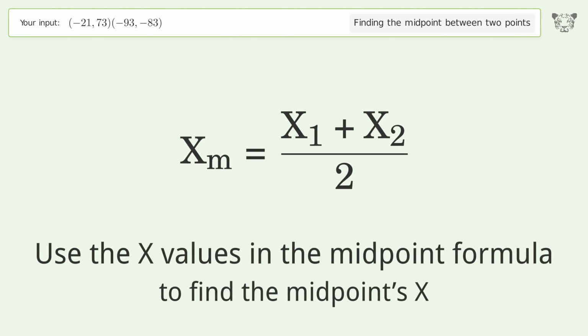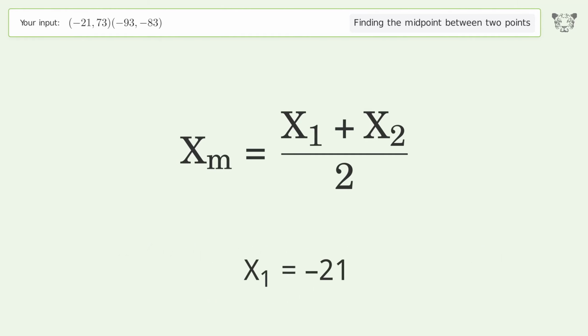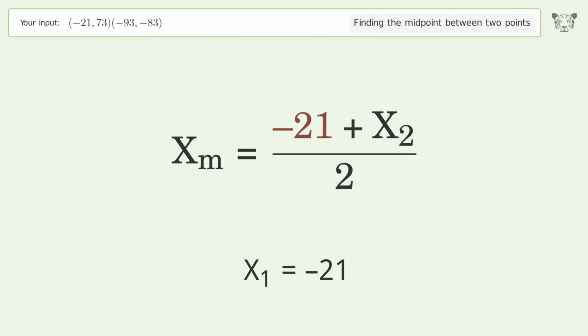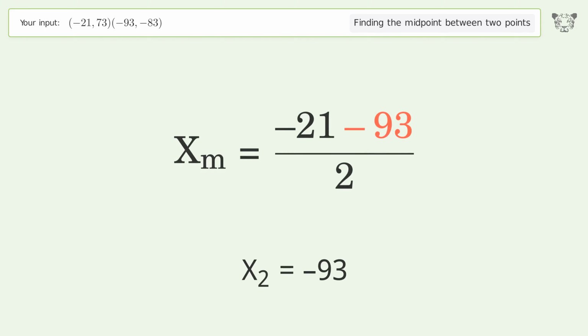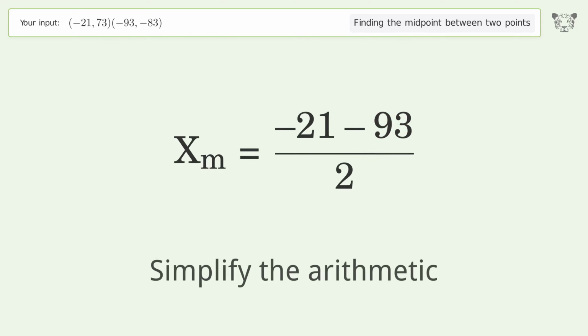Use the x values in the midpoint formula to find the midpoint's x. x1 equals -21. x2 equals -93. Simplify the arithmetic.